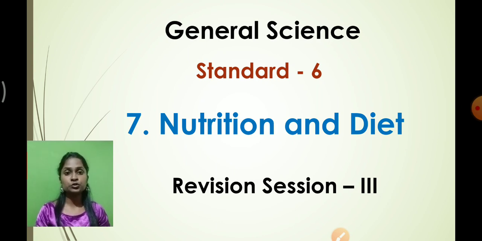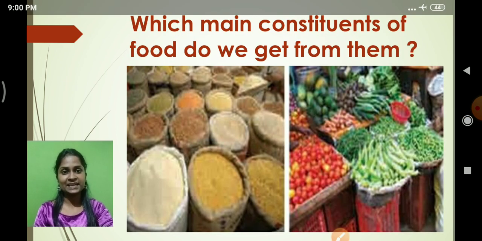Today we are going to recap once again lesson number 7, nutrition and diet. Very shortly we will revise whatever we have learnt in the previous lesson. At the end of this session we will try to solve certain objective questions which will be there for your unit test exam. So now let's revise once again.